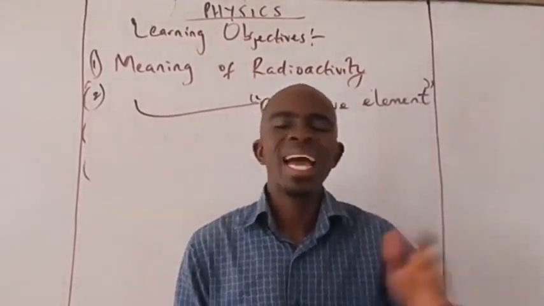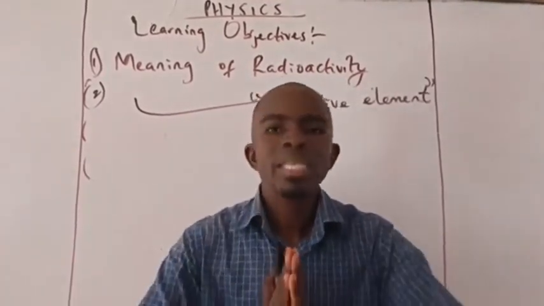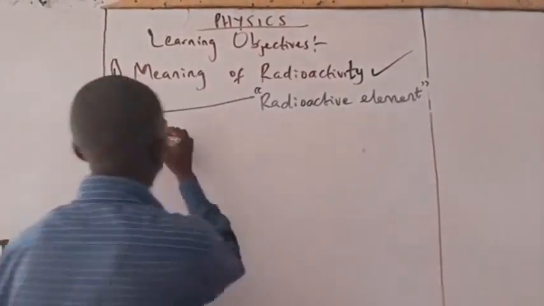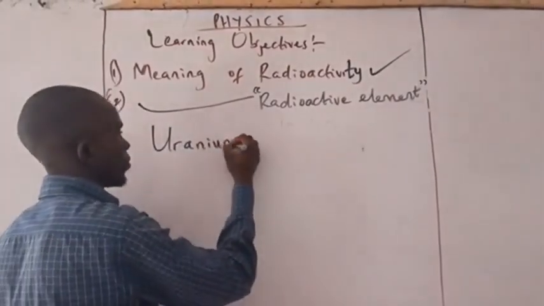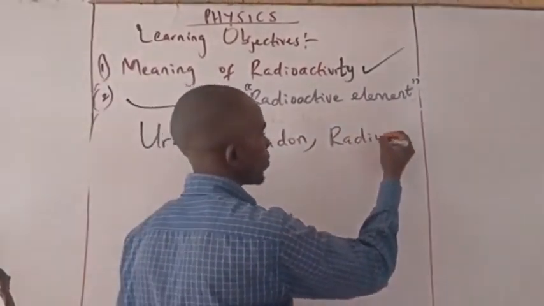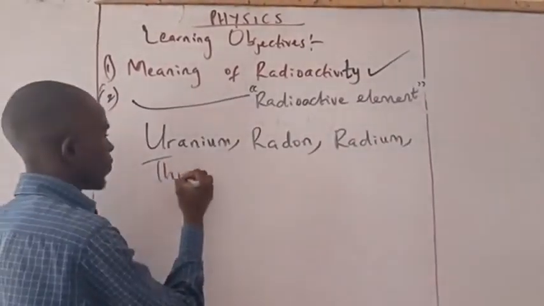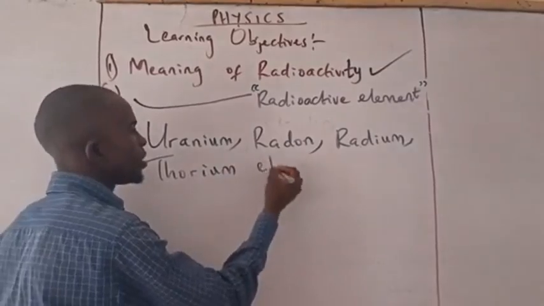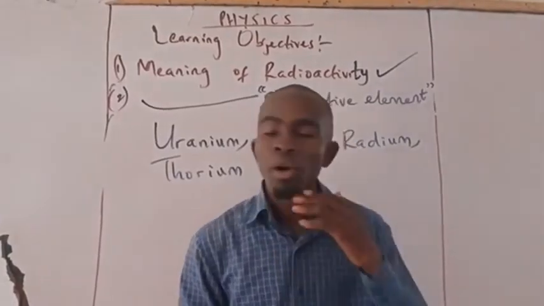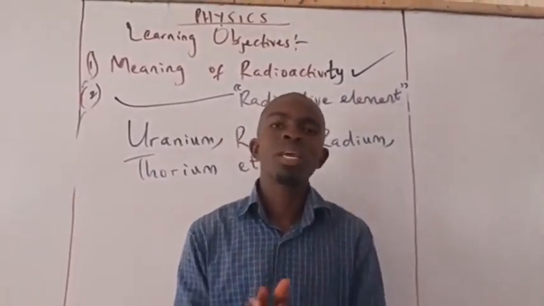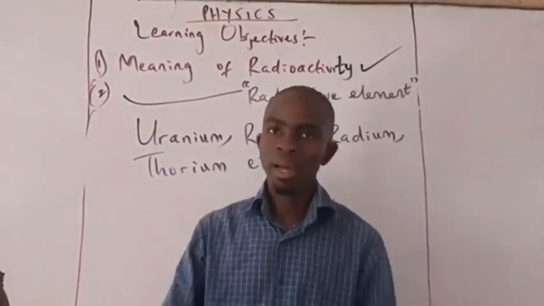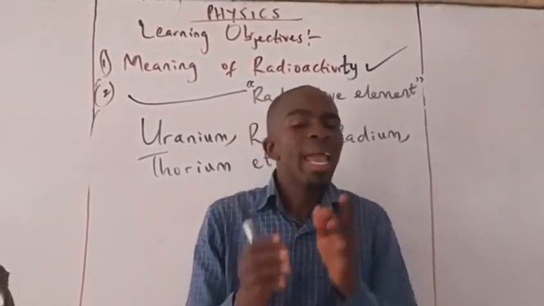We call them actinide and lanthanide elements. Examples of these elements are uranium, radium, thorium, etc. As we said earlier, according to the definition of radioactivity, there are some particles that are emitted, which are alpha, gamma, beta, and also energy is released.